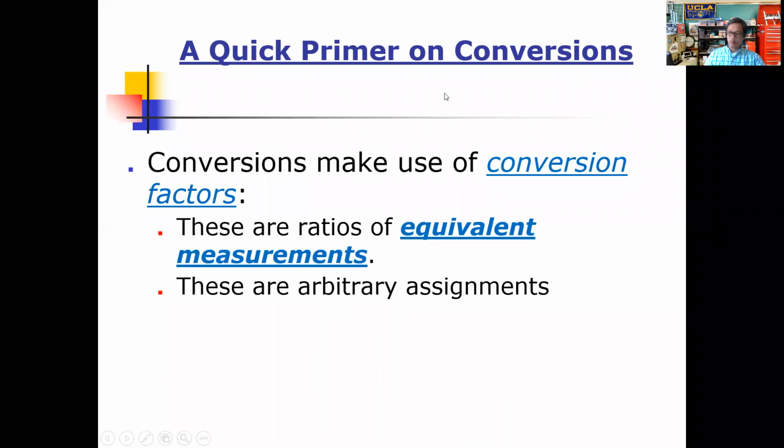The centerpiece of doing dimensional analysis involves a conversion factor. A conversion factor is a ratio. It is a ratio that is made up of equivalent measurements. I want you to make sure you understand that when we talk about these equivalent measurements, the equivalency here is absolutely arbitrary. These are arbitrary assignments that we make. The conversion factors we're going to use are ratios of equivalent measurements.